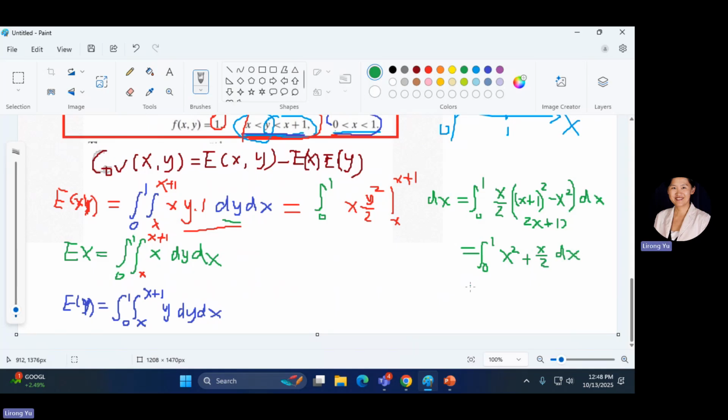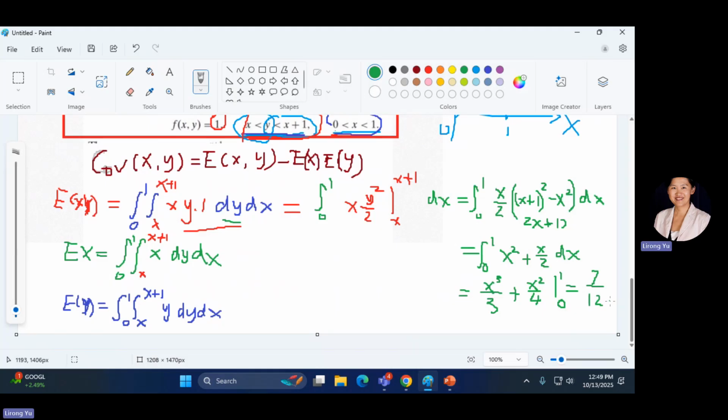dx. Right, and then we finish the integration. This will be x cubed over 3 plus x squared over 4. And we put in 0 and 1. When it's 0, they're all 0. When it's 1, it's 1/3 plus 1/4. That's 7 over 12. So the expectation of x times y is 7 over 12. Are we okay? The integration part takes time, so I wish we will all pick up our pen and double check our calculation. At least that's what I think the expectation is.